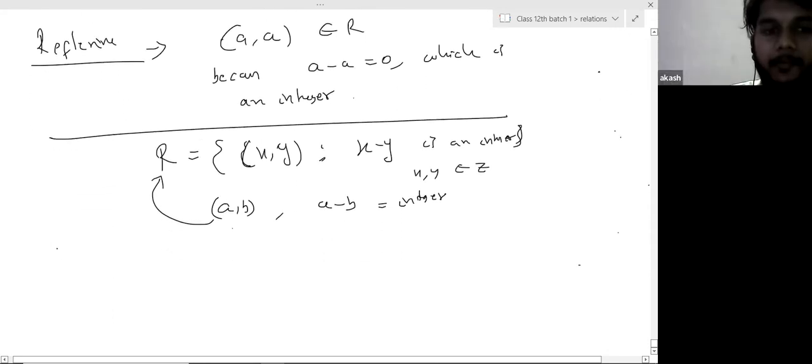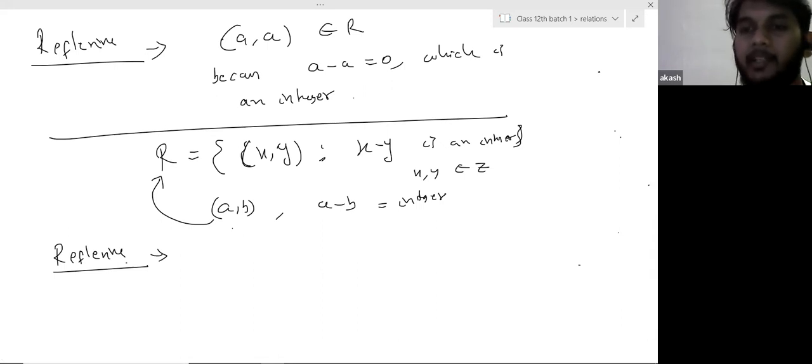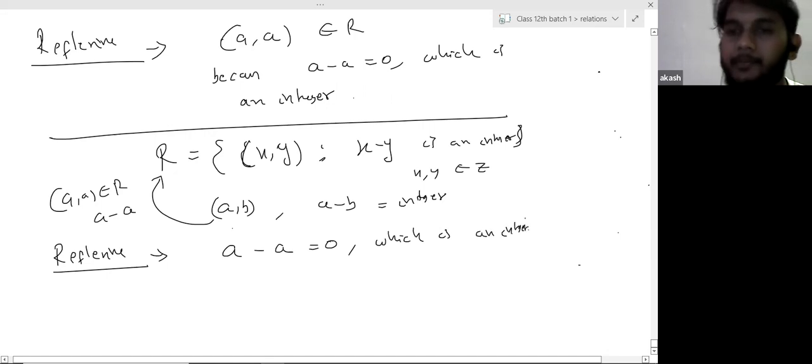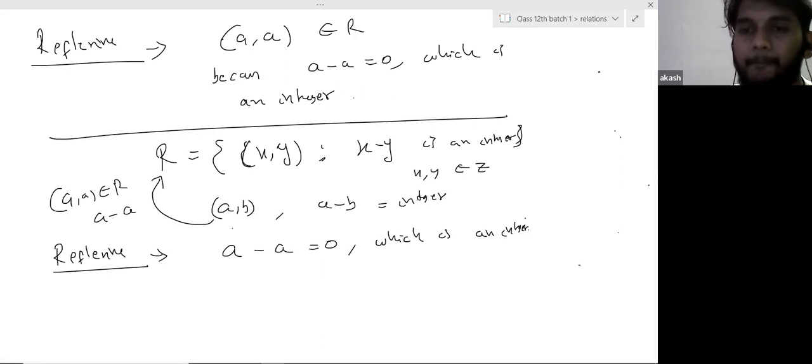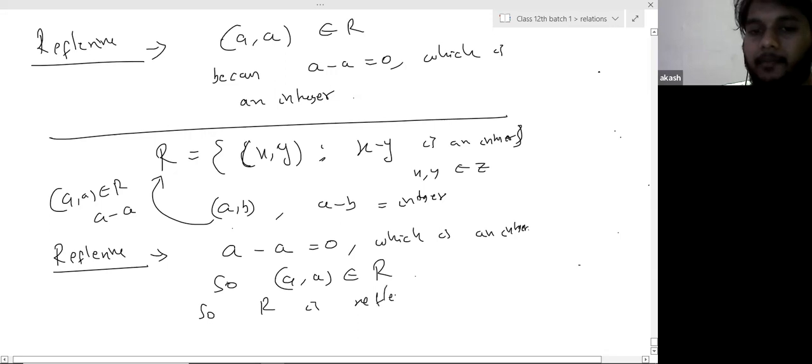What does reflexive property say? Reflexive property says A is to A, so every element should be related to itself. That means if we have to say a comma a belongs to R, then a minus a must be an integer. Is this clear? Yes. So a minus a is equal to 0. If you subtract a number from itself, we always get 0, which is an integer. So can we say a comma a belongs to R or not? Yes. So R is reflexive.